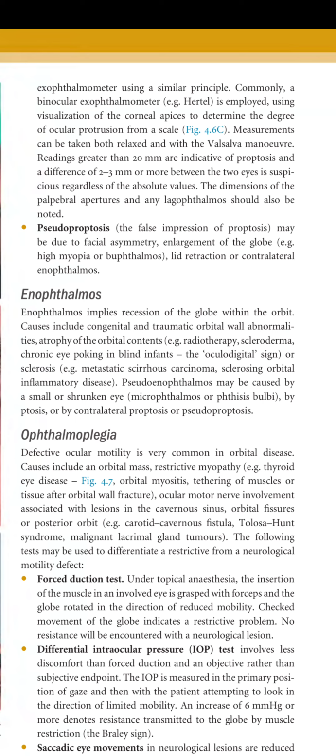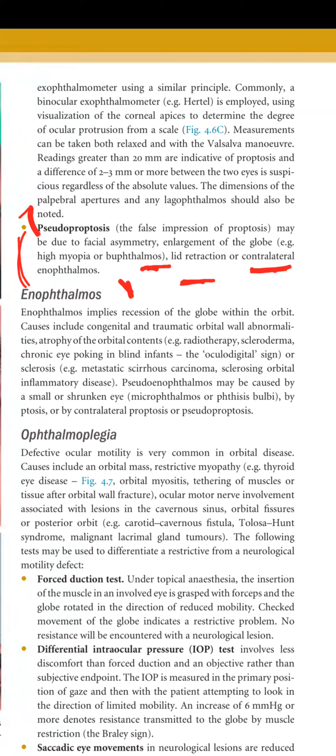So pseudoproptosis is the false impression of proptosis, which may be due to facial asymmetry, enlargement of the globe, for example high myopia or buphthalmos, lid retraction, or contralateral anophthalmos. So for example, if there is lid retraction, it can cause a false impression of proptosis. If the contralateral eye is anophthalmic, then it can give an impression of proptosis. Another, when the eyeball is large, for example in high myopia or buphthalmos, it can also give an impression of proptosis.